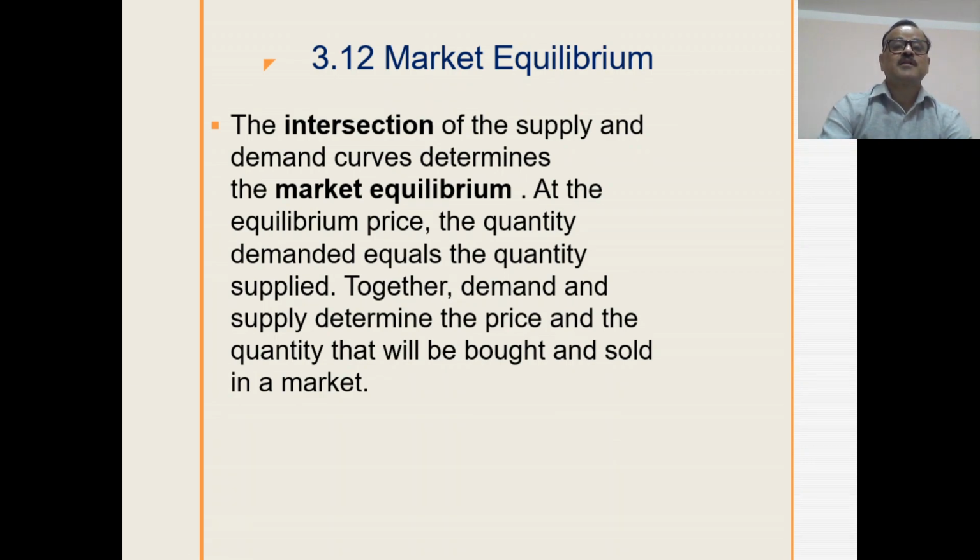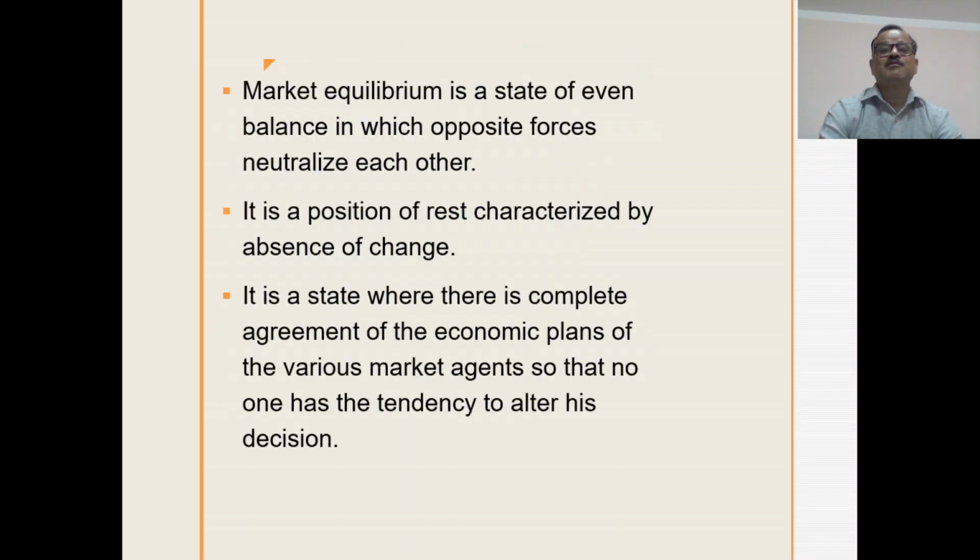Market equilibrium. The intersection of the supply and the demand curve determines the market equilibrium. When supply and demand curves meet at a point, this is called market equilibrium. At the equilibrium price, the quantity demanded equals the quantity supplied. When quantity demanded meets quantity supplied, exactly that is the equilibrium point. Together, demand and supply determine the price and the quantity that will be bought and sold in a market.